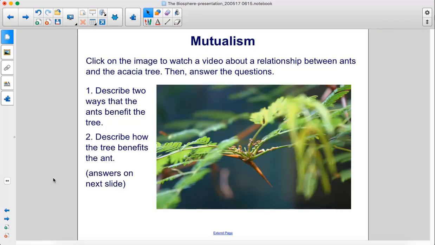Click on the image to watch a video about a relationship between ants and the acacia tree. Then answer the questions. Describe 2 ways that the ants benefit the tree. Describe how the tree benefits the ant. Answers on next slide.